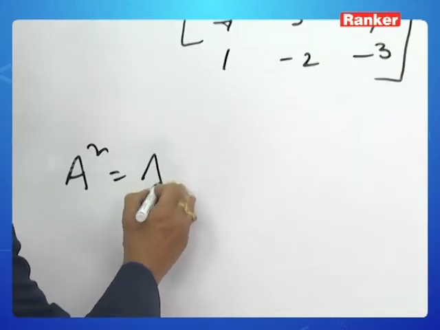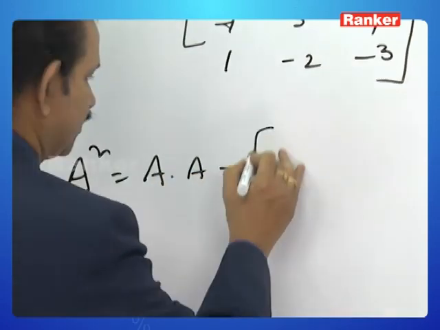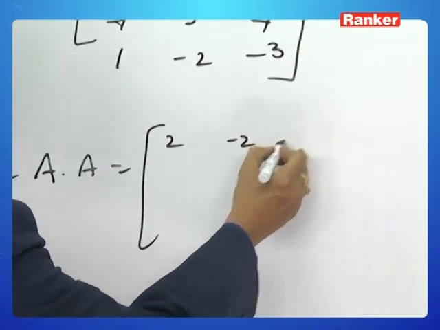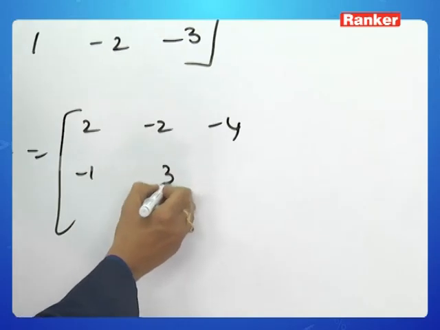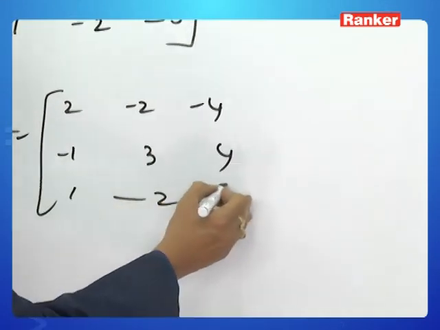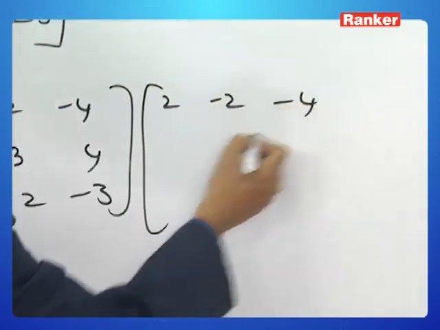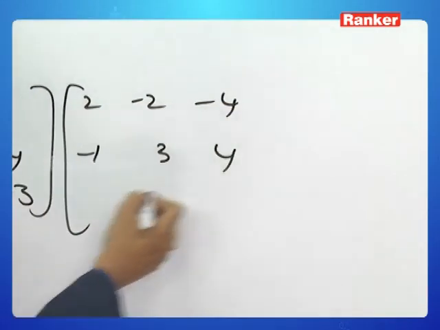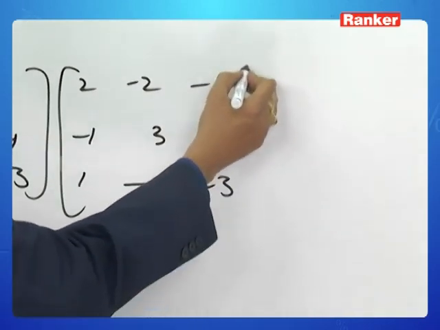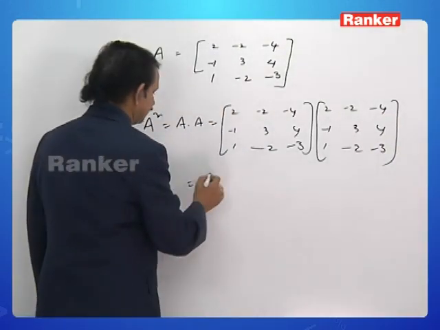What is A square? A into A. What is A into A? 2 minus 2 minus 4, minus 1 3 4, 1 minus 2 minus 3, and again A: 2 minus 2 minus 4, minus 1 3 4, 1 minus 2 minus 3. Come on.